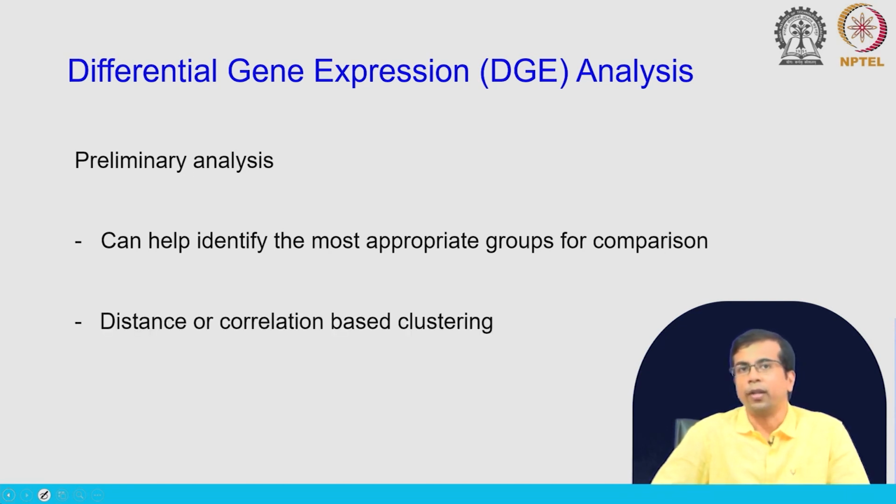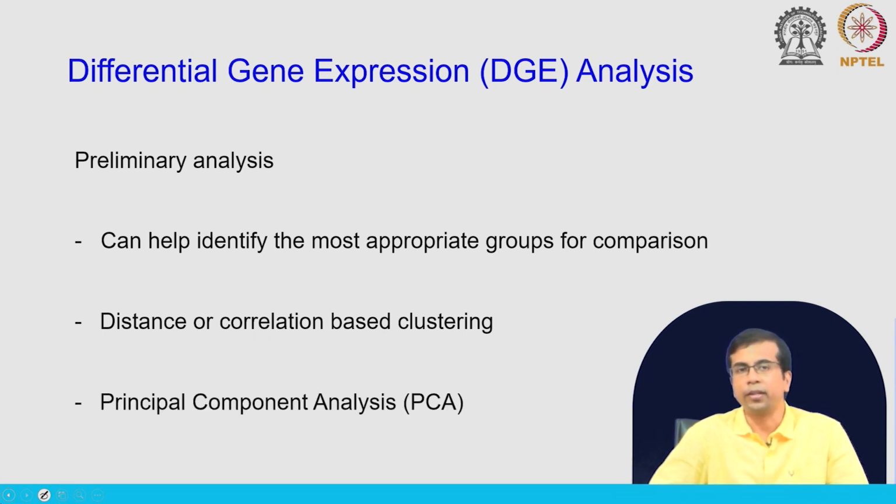One of the first methods is distance or correlation based clustering. We can cluster the samples based on their normalized count data and see which samples cluster together and which samples are far apart in terms of their expression. Again, if we want to do differential expression analysis, it would make sense to compare samples that are far apart, not the ones that are very similar to each other.